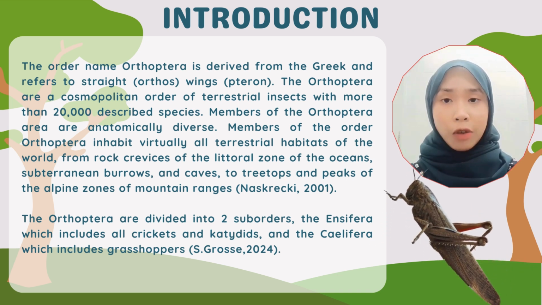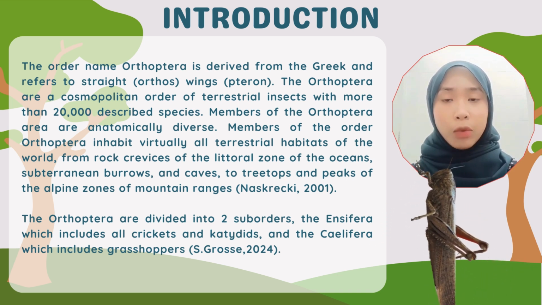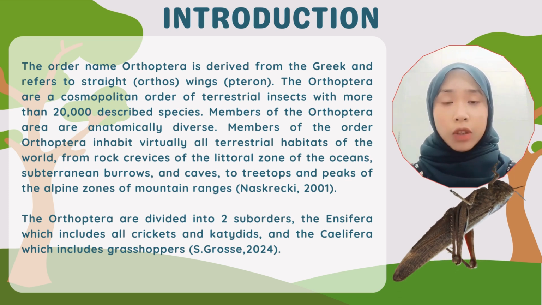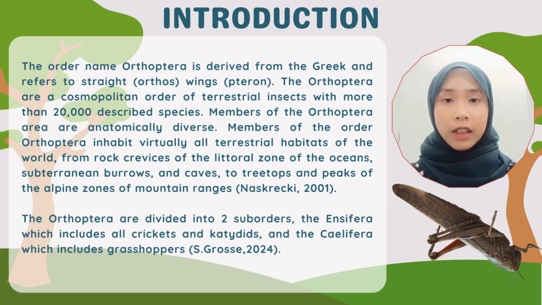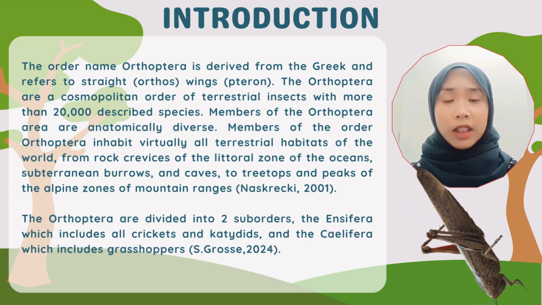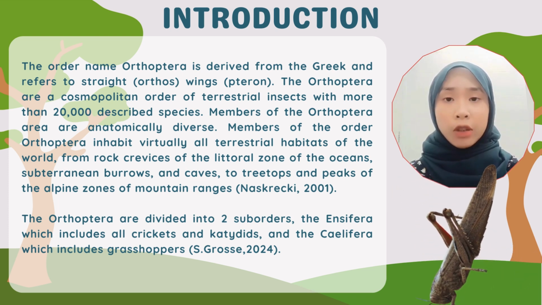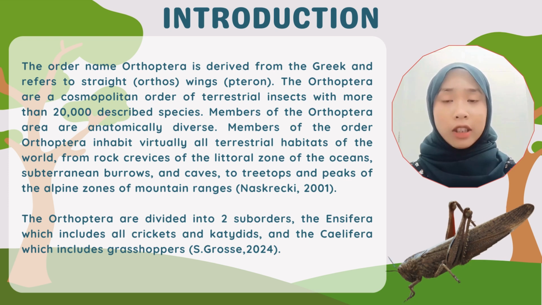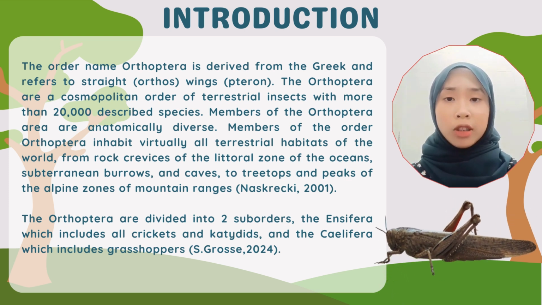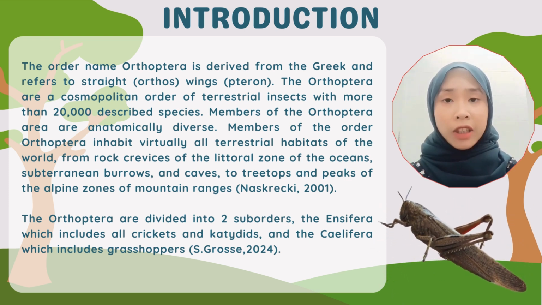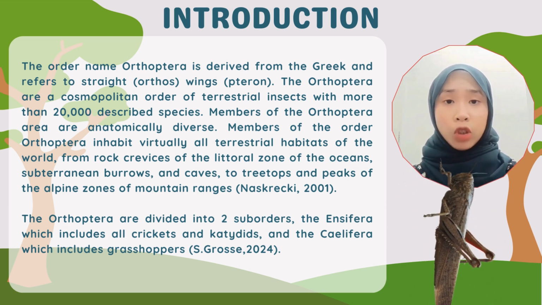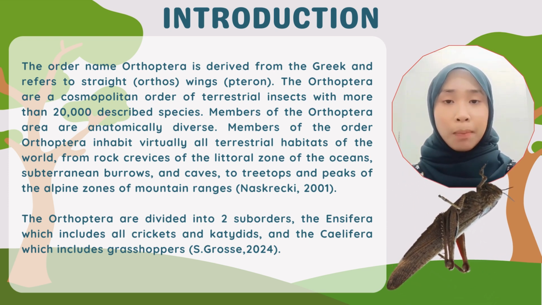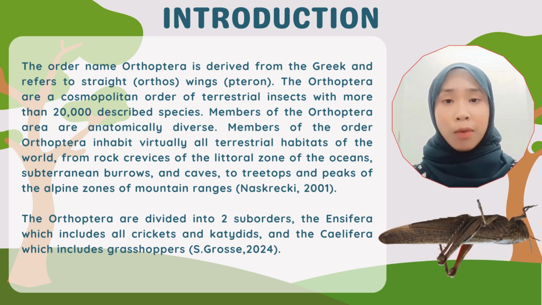Orthoptera is derived from the Greek and refers to straight, which is orthos, and wings, which is pteron. The Orthoptera are a cosmopolitan order of terrestrial insects with more than 20,000 described species. Virtually every terrestrial ecosystem on Earth is home to members of the order Orthoptera, including caves, underground tunnels, and rock crevices in the littoral zone of oceans, as well as treetops and peaks in the alpine zones of mountain ranges.